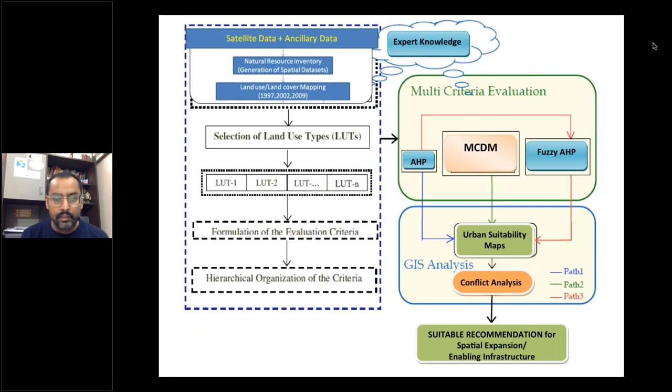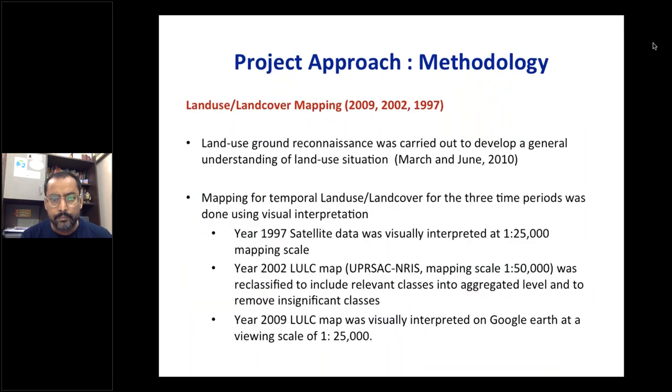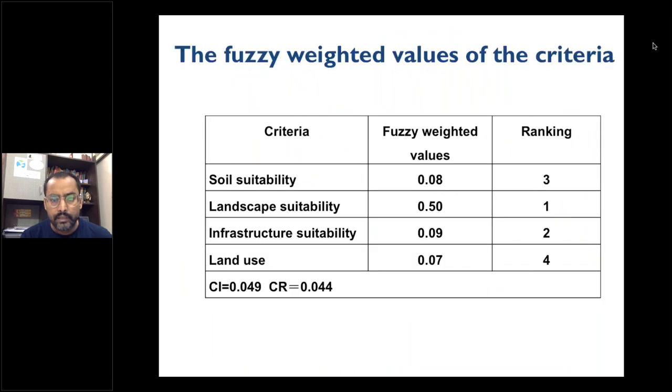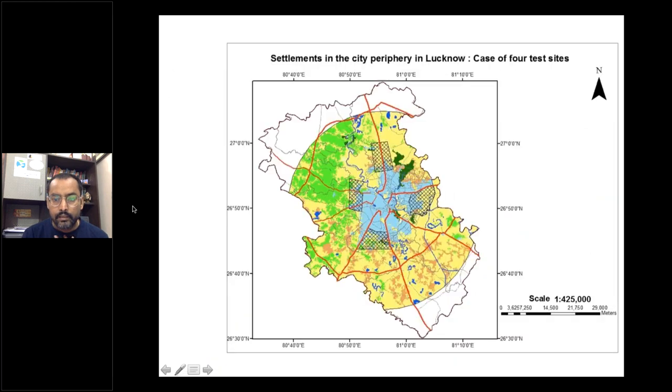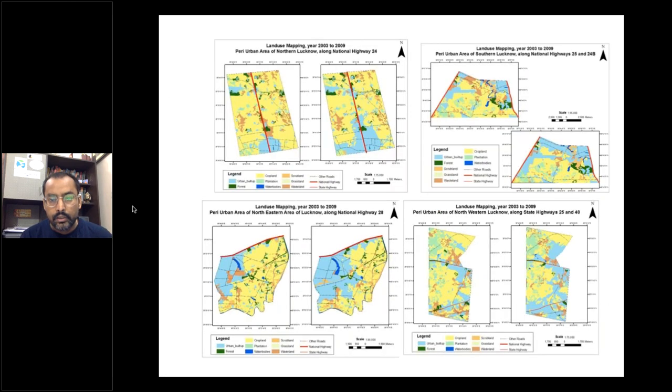So we did a lot of modeling work: land suitability and conflict analysis. I will not go into detail, but I'll show you the map of how we did it. Basically, we took the criteria of soil, landscape, infrastructure, and land use, and categorized them further into factors. Soil into group, texture, agriculture, sodicity; landscape suitability into geomorphology, slope, groundwater depth; infrastructure into road, rail, city, sewerage, water; and land use suitability is very important: green belt, wetlands, wastelands. We gave fuzzy ranking and weights by consulting experts, and based upon those rankings we made several maps and overlaid them onto the master plans.